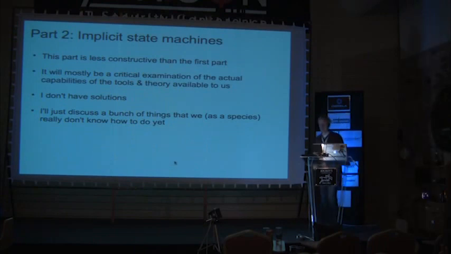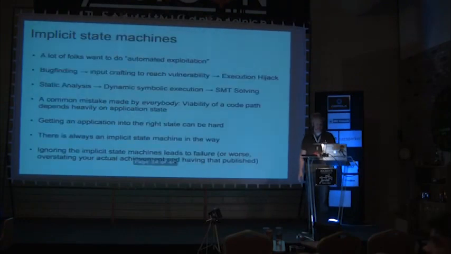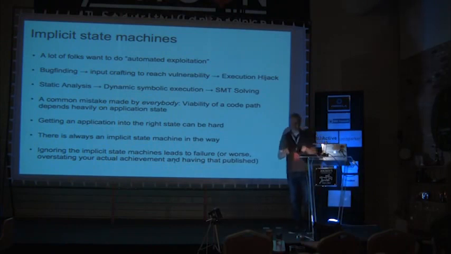Right, second part of the talk. The implicit state machines. And this is mostly about things where we, as a species at the moment, fail. Things that we're really not very good at. So the weird thing is that everybody that writes an exploit knows about the implicit state machines in a program, but very few people actually mention this when they try to do something.